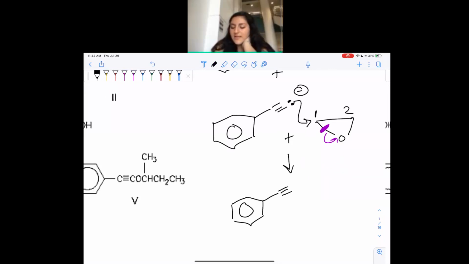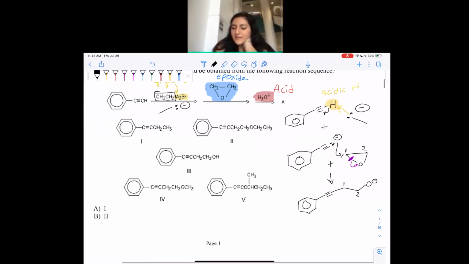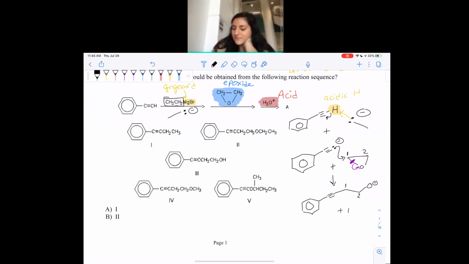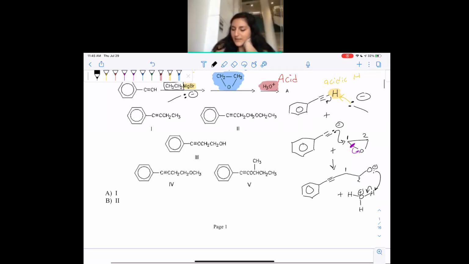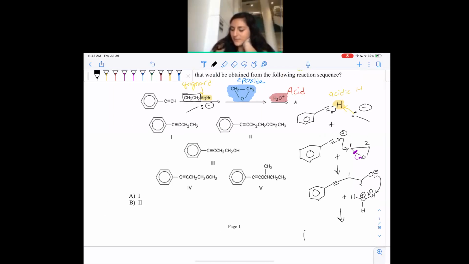a triple bond. Attached to the triple bond, we have carbon 1. Attached to carbon 1, we have carbon 2. Attached to carbon 2, we have an O minus. And if we have acid present, all we're going to do is steal a hydrogen to protonate, and we end up with this final answer. Sorry, I didn't give myself enough room. I'm just going to move that. There we go.